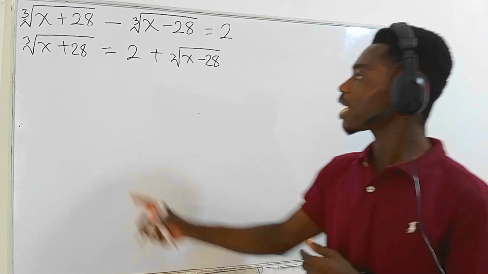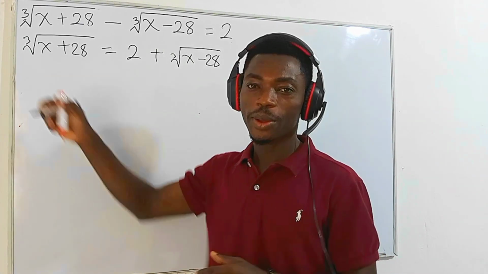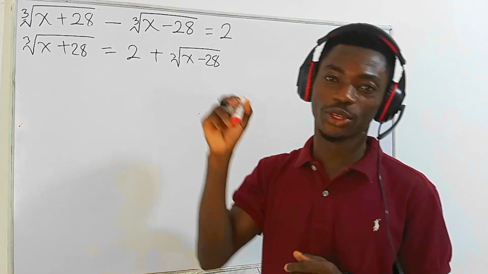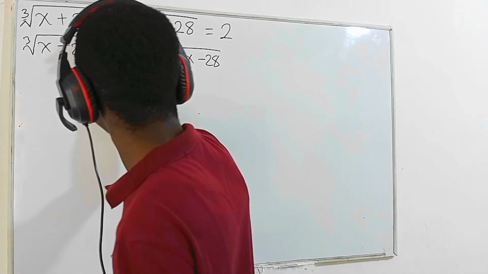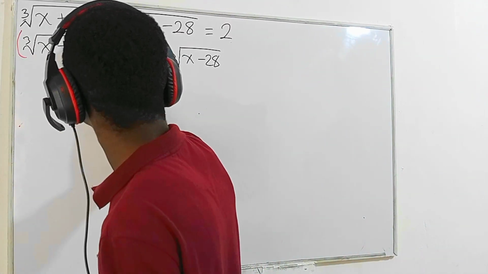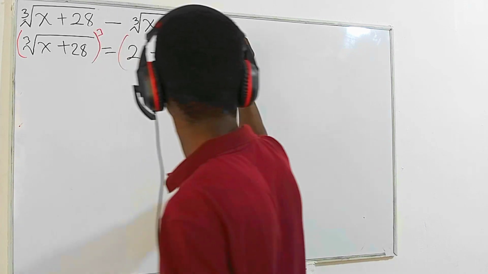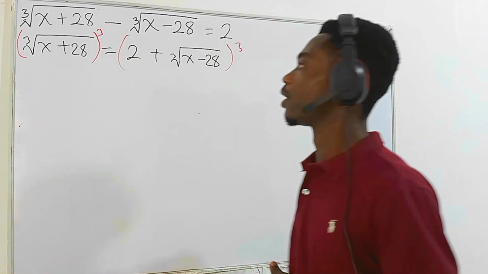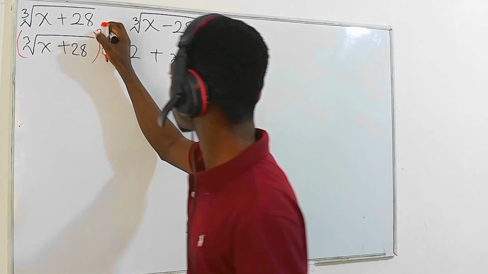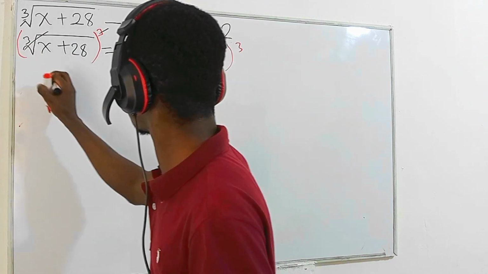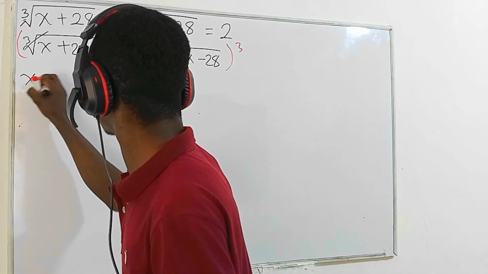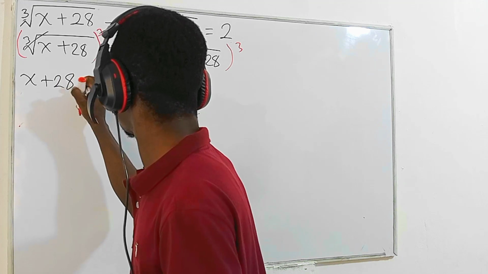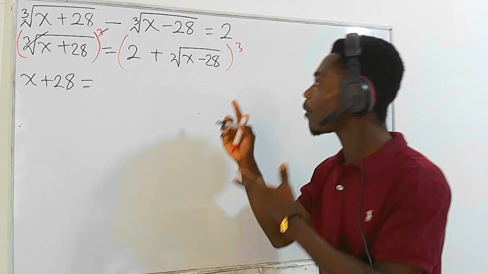Cool. Now let's get rid of this cube root right here by raising each side of the equation to the third power. So we're going to have everything here to the third power and everything here to the third power. And clearly we see that this and this will go and we are left with x plus 28, and this is equal to, now how can we expand this?